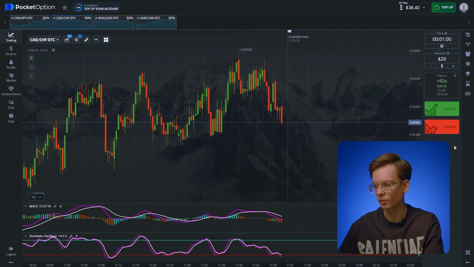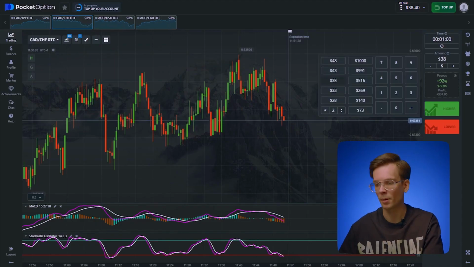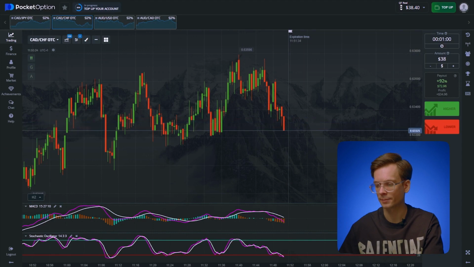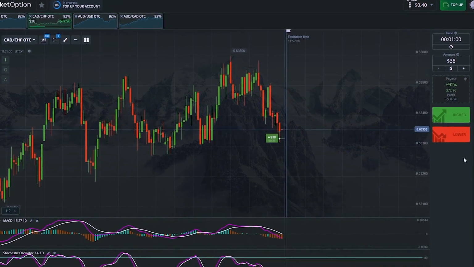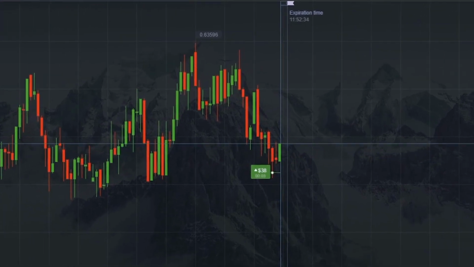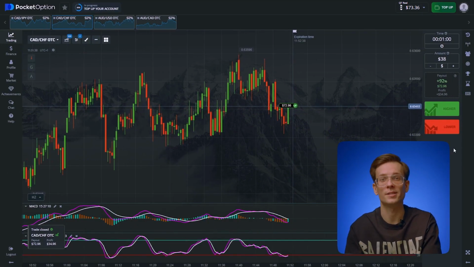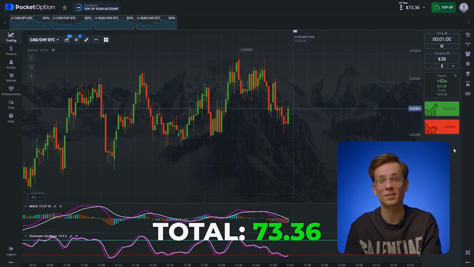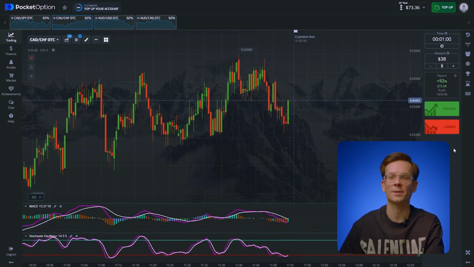Moving on to the Canadian dollar and the franc. I'm bumping up the investment to 38. Let's go for higher. I entered the trade after a strong bearish push, anticipating a rebound, plus the stochastic lines started dipping into the oversold zone. This is how I prefer to close trades. The deposit is now up to 73, which is great news. Let's keep it rolling.